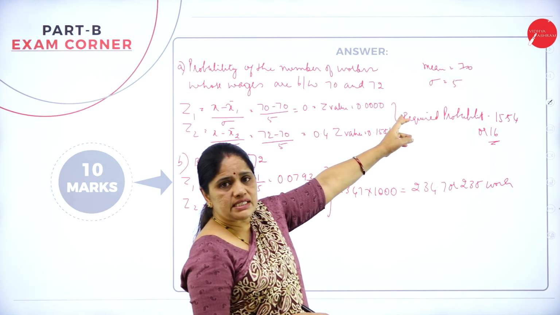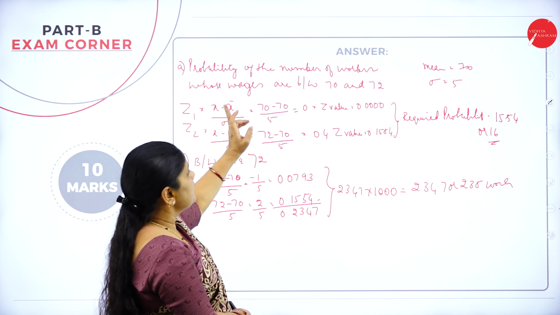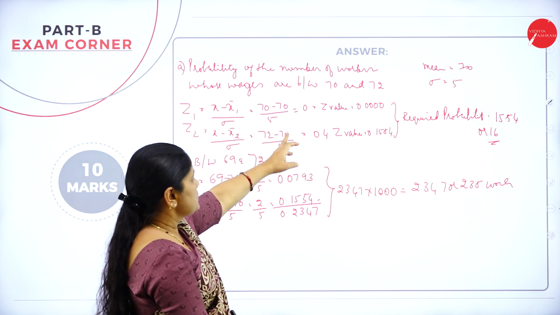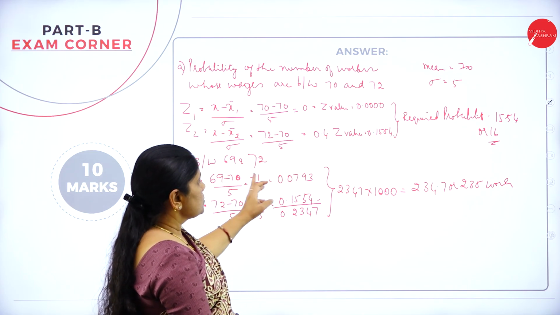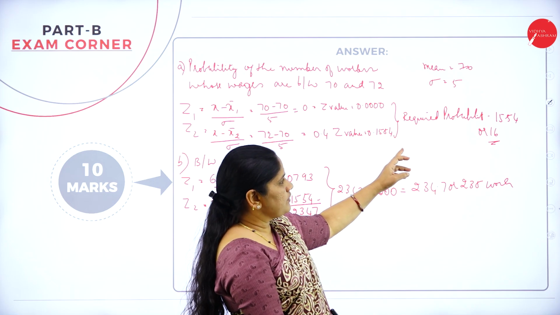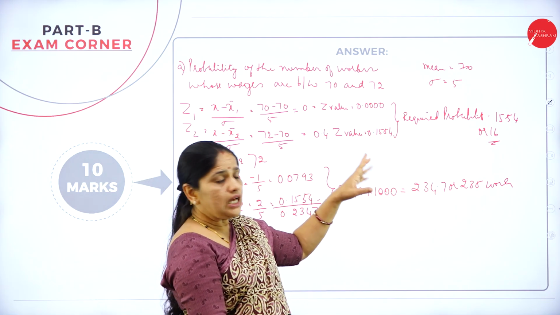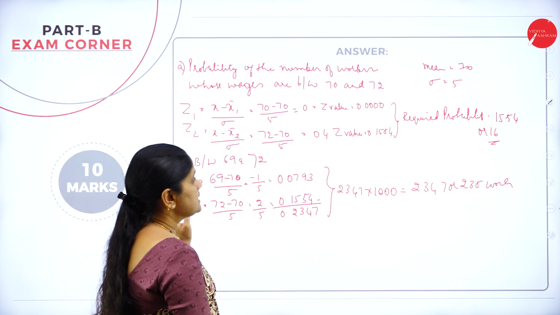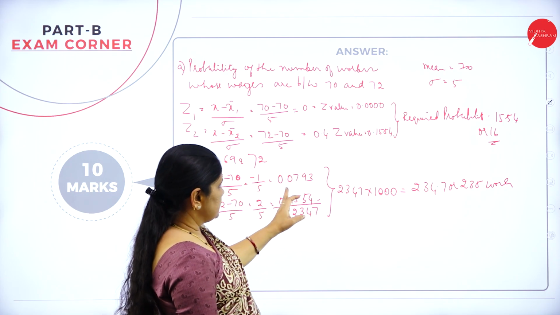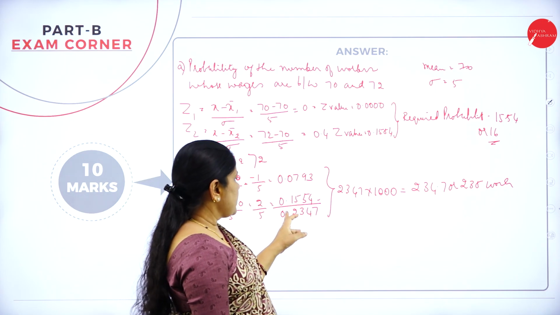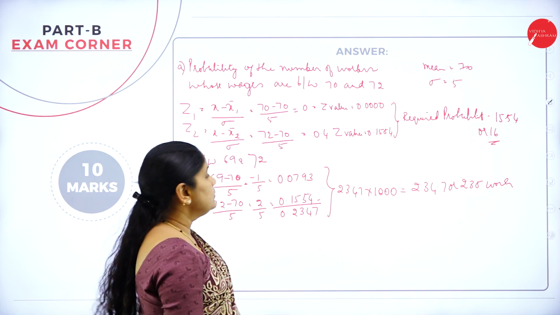So the probability of the number of workers whose wages are between 70 and 72, given mean equals 70, standard deviation is 5. So Z1, the difference between the mean and the given mean, will be 0, and in the second instance it will be 72 minus 70. So I get the Z value as 0.1554. So 0.1554 into 1000, I get the number of workers as 155. Now between 69 and 72, I just find the Z values. So I get 0.2347 into 1000, that is 235 workers.